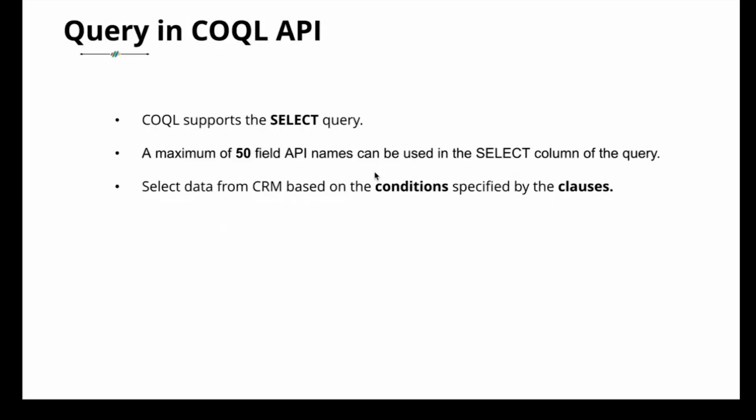It supports the select query, and you can use a maximum of 50 field API names in the select column, which means you can query up to 50 fields in your COQL API. And then we have different clauses that allow you to specify conditions, and then you can filter records.